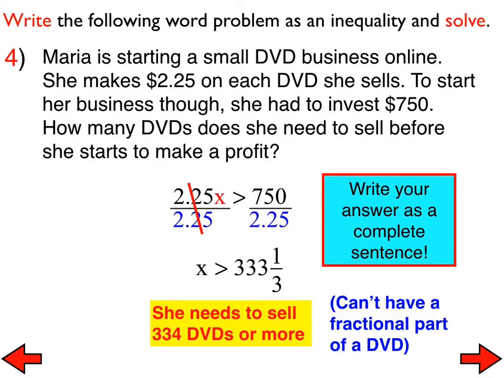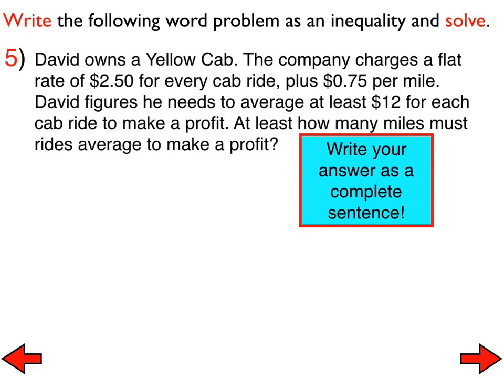Okay, number 5. David owns a yellow cab, which is like a taxi, and the company charges a flat rate of $2.50 for every cab ride, plus 75 cents for every mile you go. He figures he needs to average about $12 for each ride to make a profit. He's trying to make some money here. How many miles, at least how many miles, must the rides average so he can make a profit?